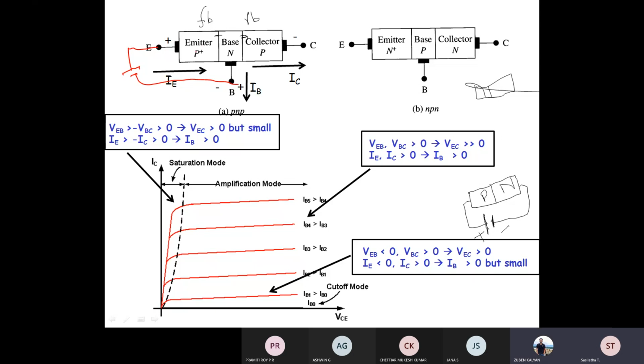The emitter is made up of P-type semiconductor because we are talking about PNP. Right now we are not bothered about NPN. In a PNP transistor, the emitter is made up of P-type. Of course, it has heavily doped impurities because it emits holes, right? So this positive terminal is connected to P-type, and N-type is connected to negative. So this is called forward bias. Understood?